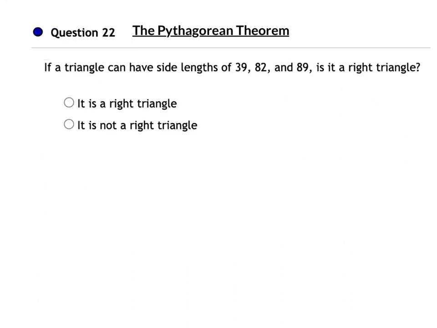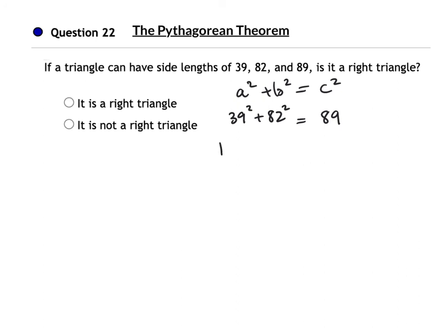In question 22, we're just checking to see whether it's a right triangle or not. Does a squared plus b squared equal c squared? C squared is the biggest side, so that would be the 89. A squared and b squared are 39 and 82. Remember, you can exchange those, that doesn't matter. So we'll work this out on the calculator.